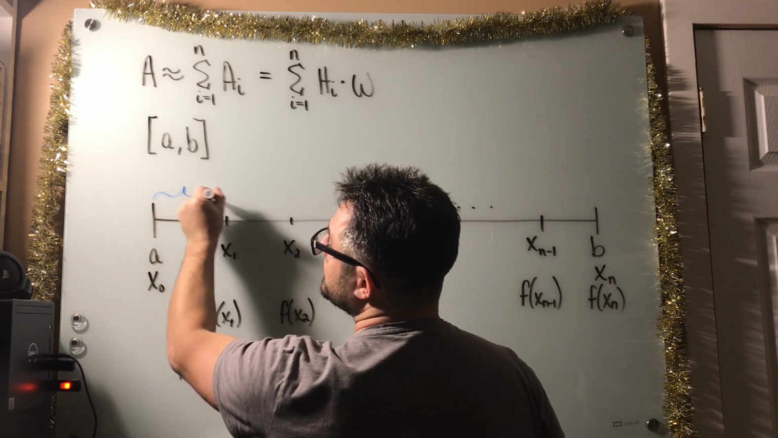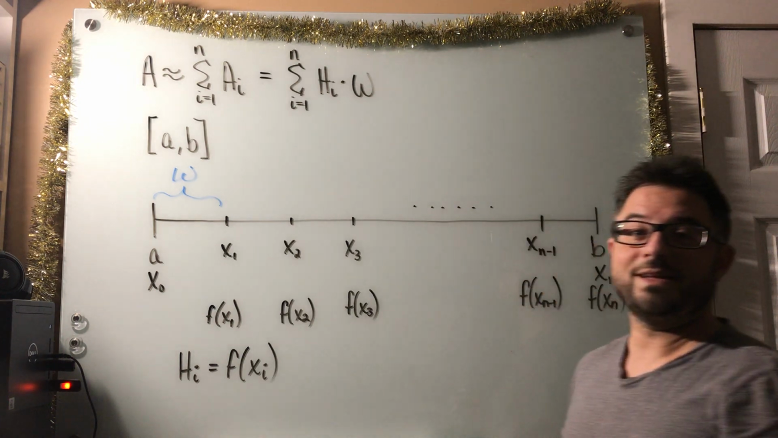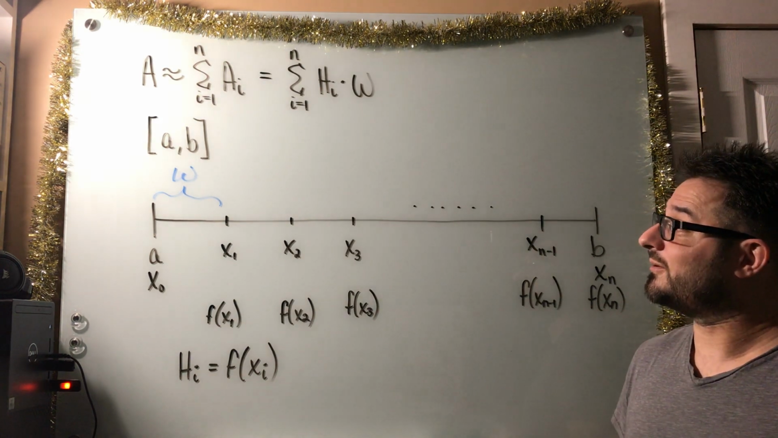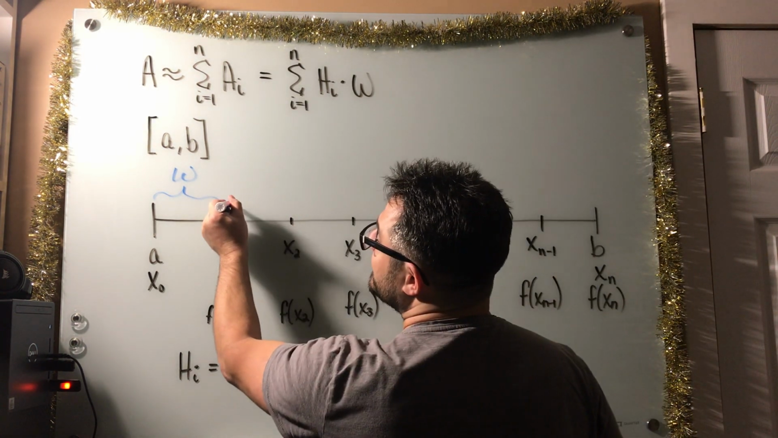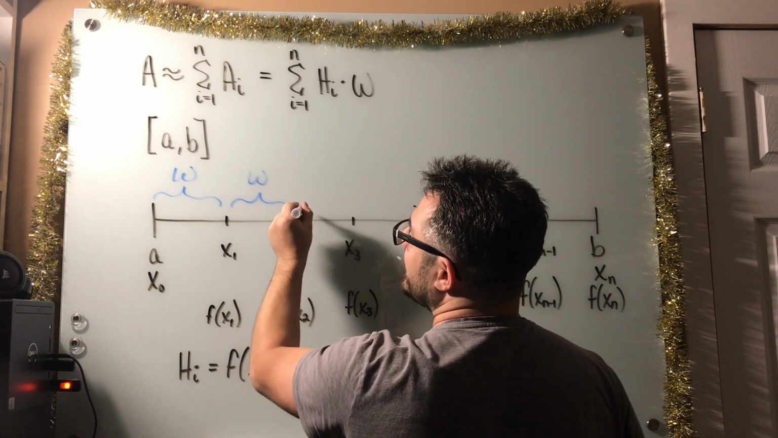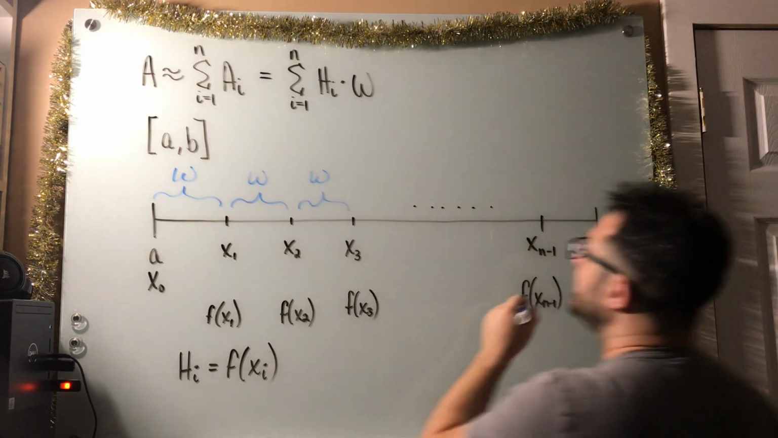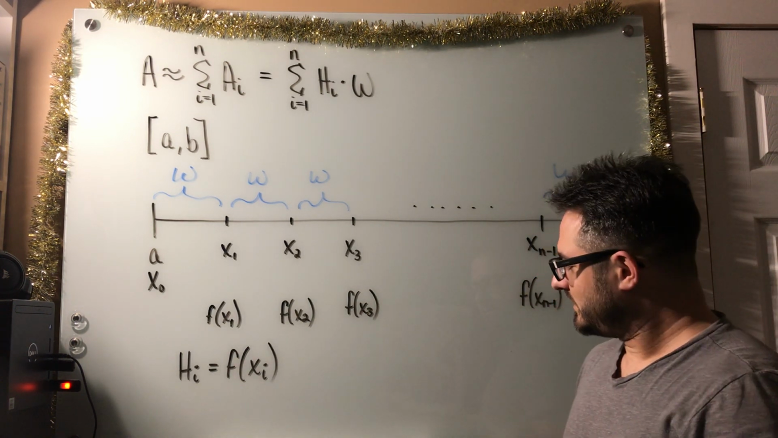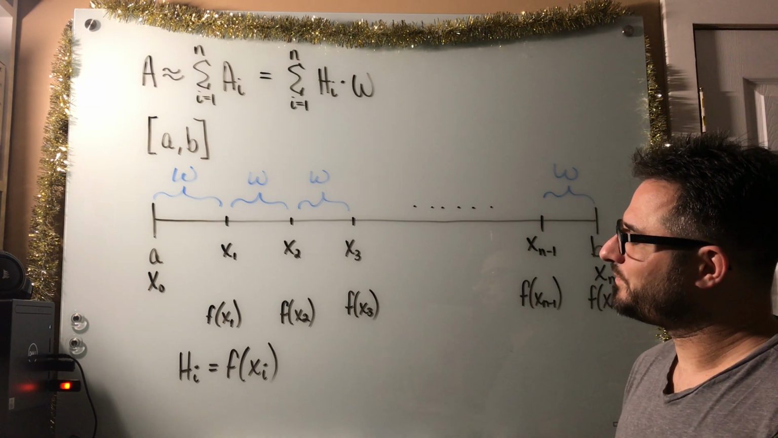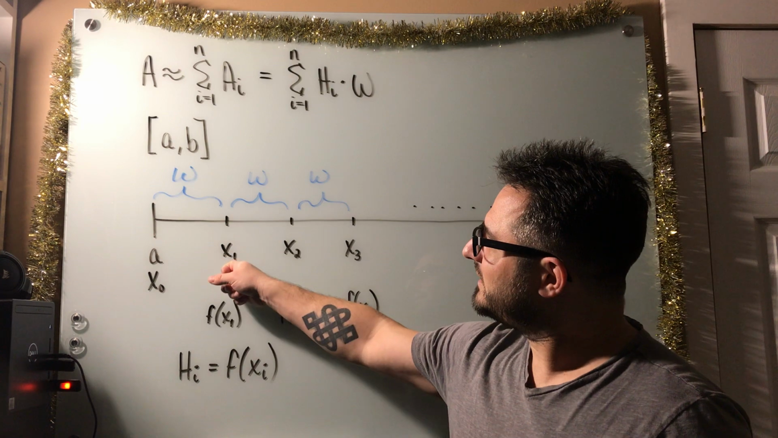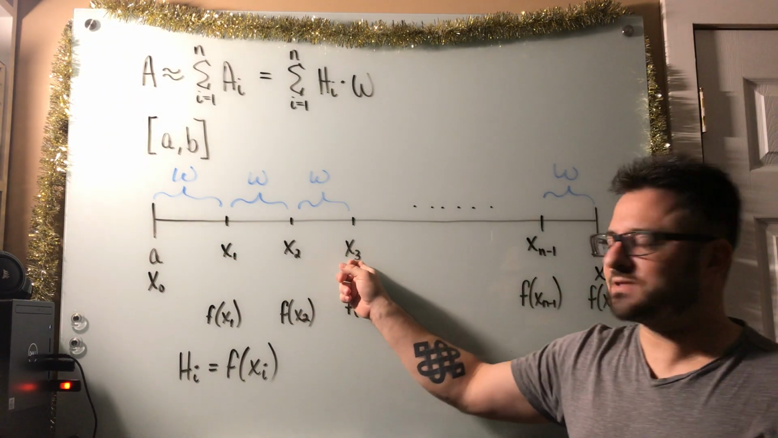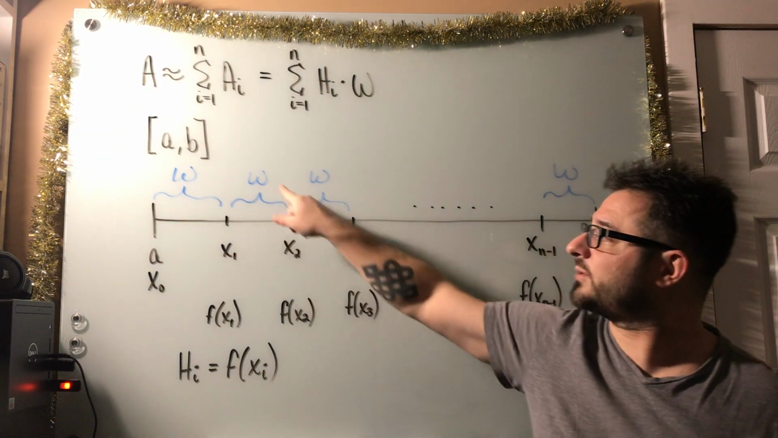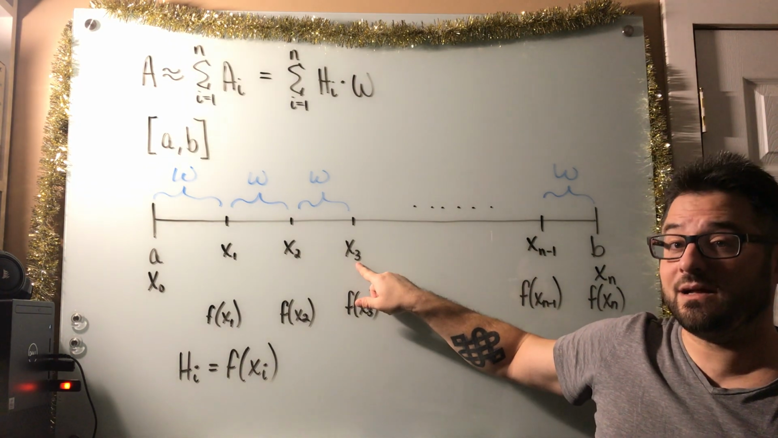That distance is w. It has to be. w is the width of each subinterval, the width of each rectangle. Which means this distance is also w. And this distance is also w. And so on down the line. So an interesting thing happens here. We can find any of these values by starting at the beginning and going a distance of w that many times.